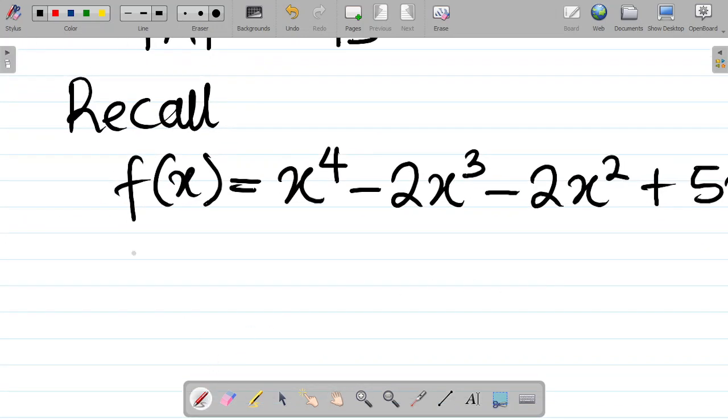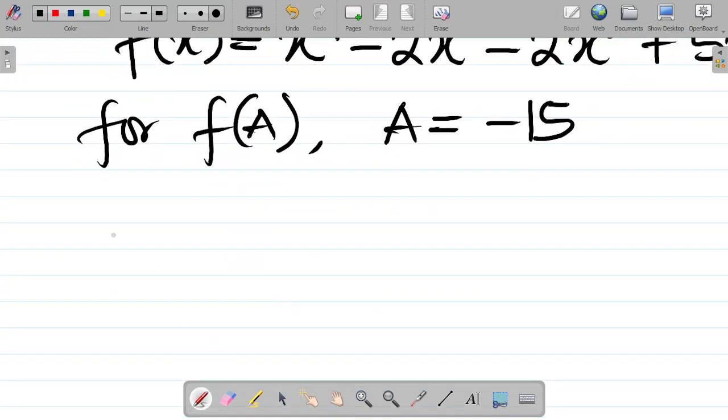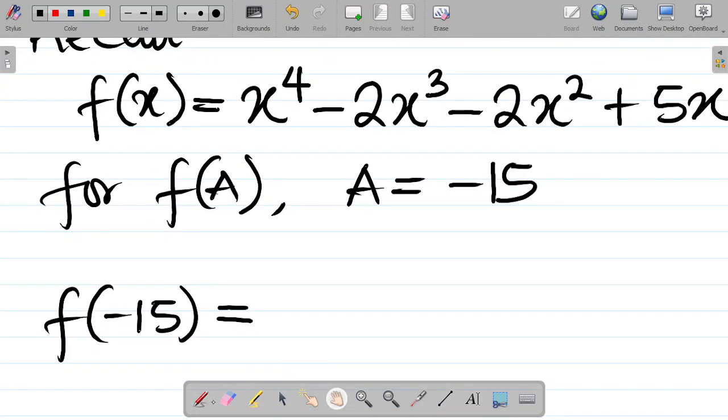Now you are asked to find f of A. For f of A, we know that A is equal to, we got the value as minus 15. So that means we'll now find f of minus 15. This is f of A. And that's equal to, now to solve this, wherever I see x, I'll put minus 15. So if I have x to the power 4, it becomes minus 15 all to the power 4.